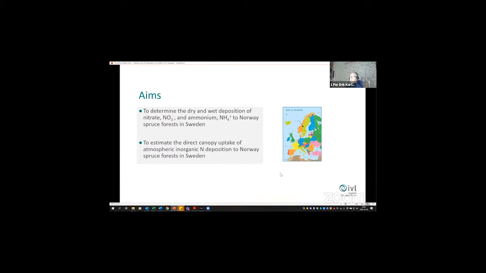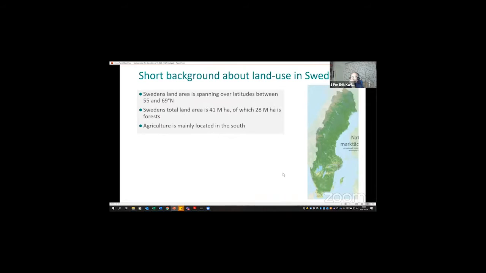So first, a short introduction. I hope you all know where Sweden is, and a little bit of background about land use in Sweden. We have a long land area spanning the latitudes between 55 and 69 degrees. So it's a long country in the northerly direction. We have a total land area of 41 million hectares, of which 21 million is forests. We are a forested country, and the agriculture that we have is located to the south.